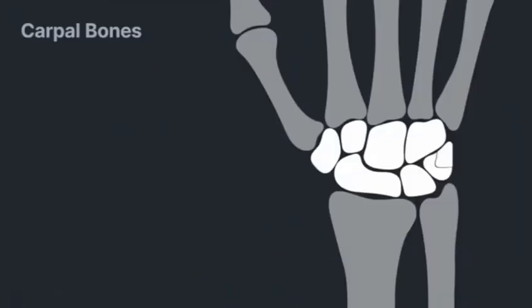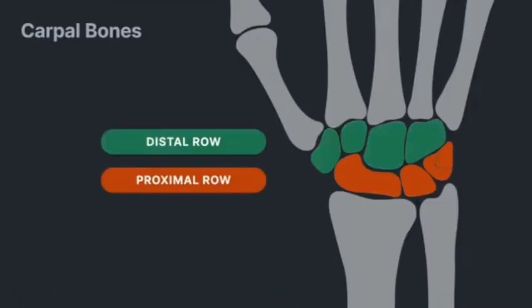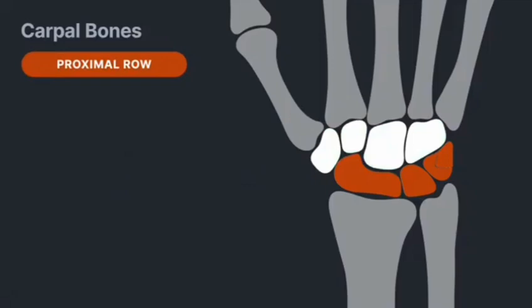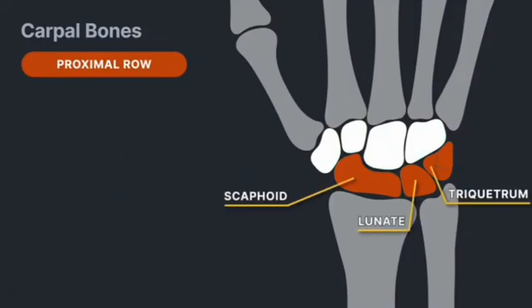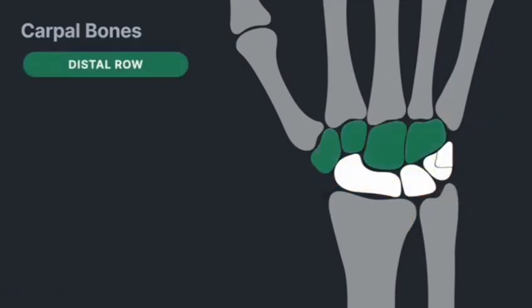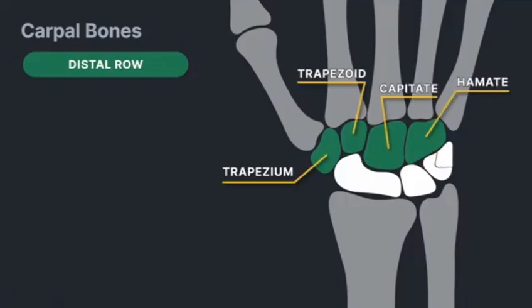The carpals are divided into a proximal row and distal row. On the proximal row, beginning with the lateral or thumb side, is the scaphoid, lunate, triquetrum, and pisiform. The distal row, starting again on the lateral side, consists of the trapezium, trapezoid, capitate, and hamate.